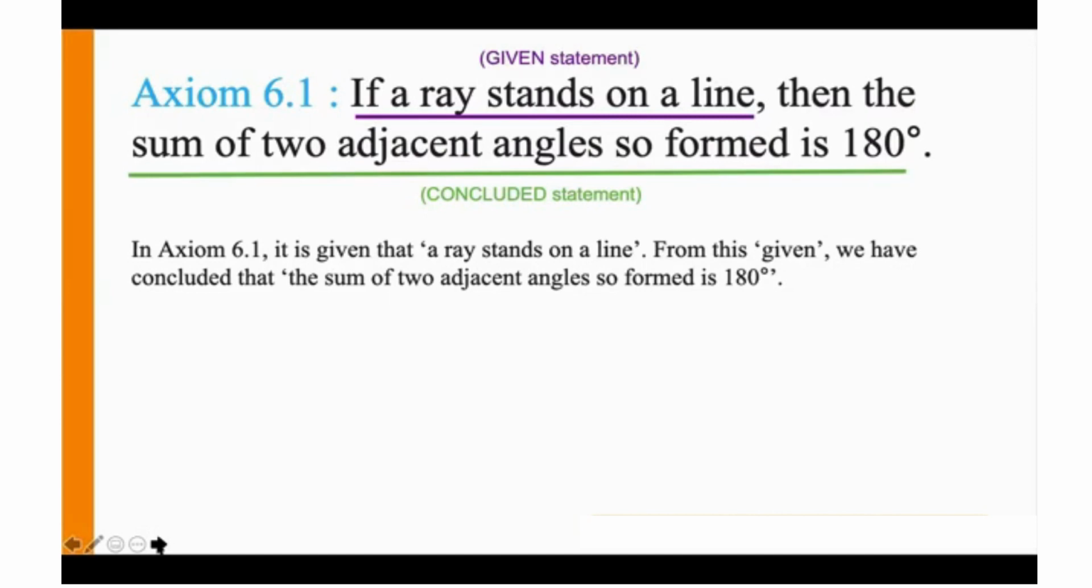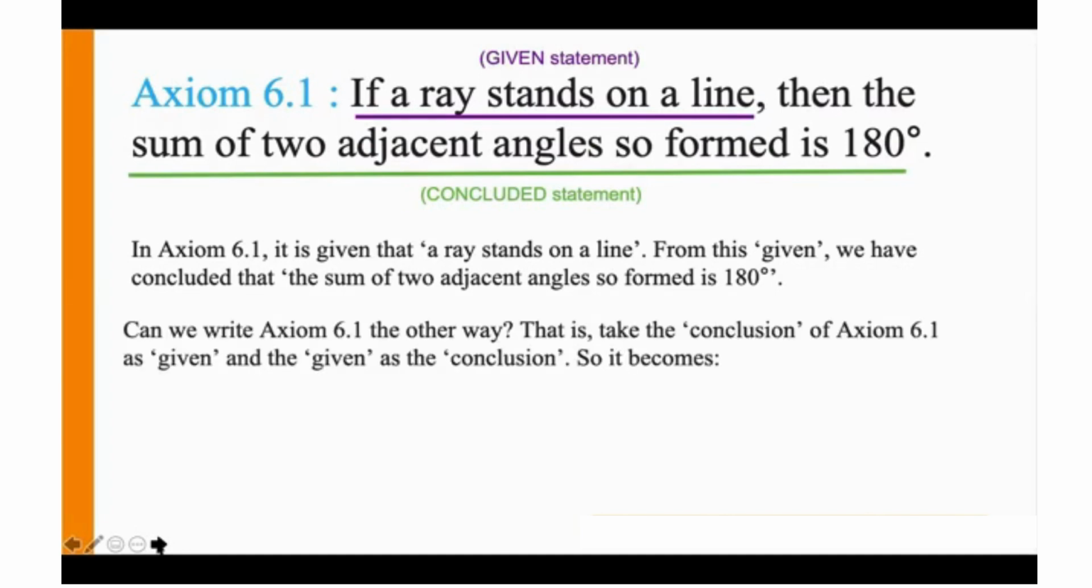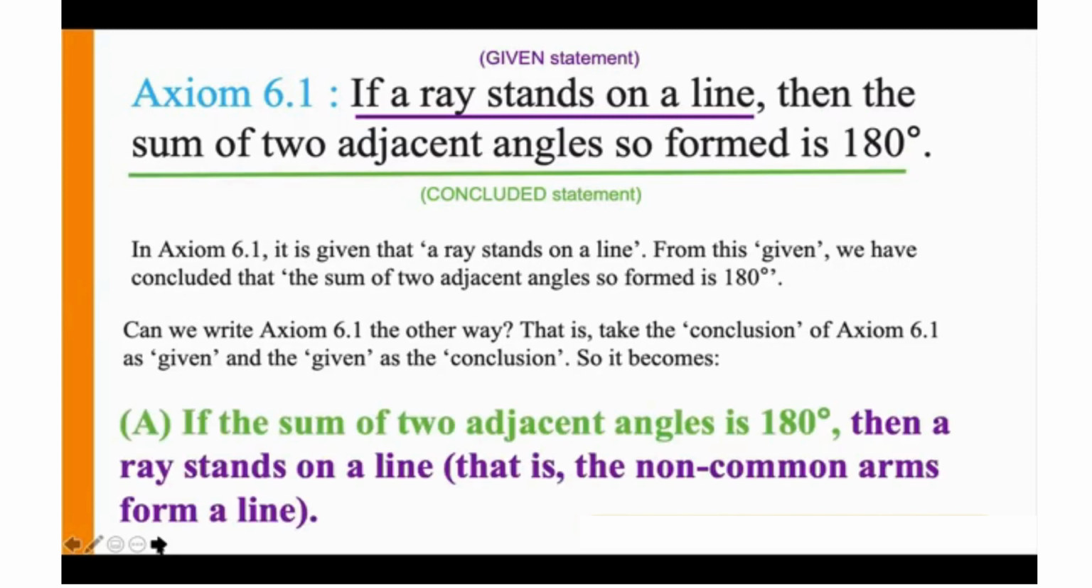If this is true, then this is the conclusion. So if a ray stands on a line is a given statement, and the sum of two angles so formed is a concluded statement. Can we write it the other way? That is, take the conclusion as given and the given as conclusion, and so it becomes: if the sum of two adjacent angles is 180 degrees, then the ray stands on a line.